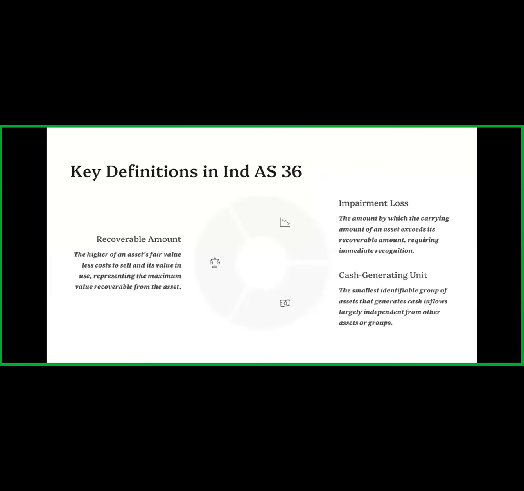That is the higher of the asset's fair value less cost to sell and its value in use, representing the maximum value recoverable from the asset. So that value we call the recoverable amount. And the difference between that carrying value and the recoverable value is the impairment loss. That is the 6 lakhs minus 4 lakhs. I told you that 2 lakh is your impairment loss, that is the amount by which the carrying amount of an asset exceeds its recoverable amount, requiring immediate recognition. So that 2 lakh loss we recognize.